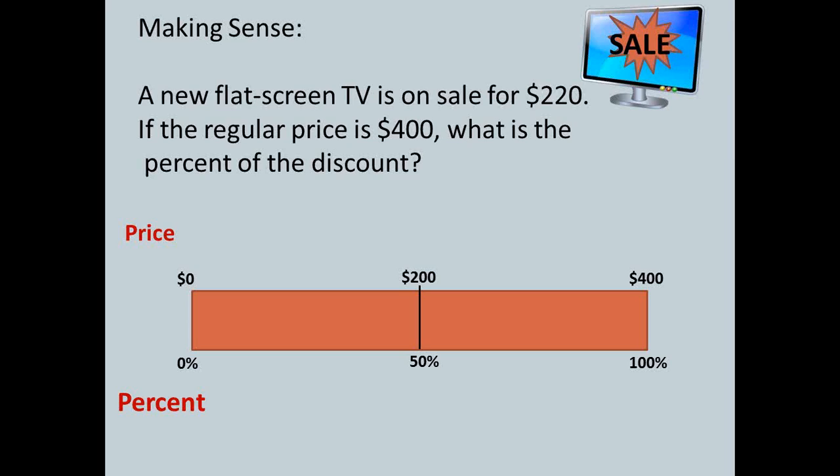He remarked that $200 was 50% of the price. Then he was able to mark $20 as 5% of the price. So now he knows that $220 is 55% of the total price of $400. But that's not what the problem asked him. So then he was able to label the bar with the actual discount and color it in.